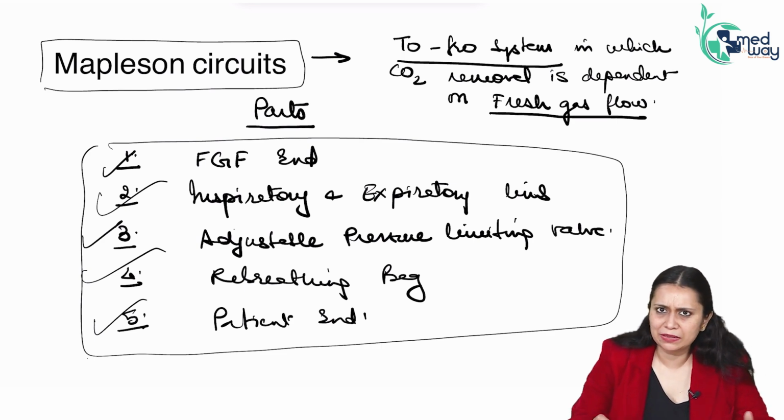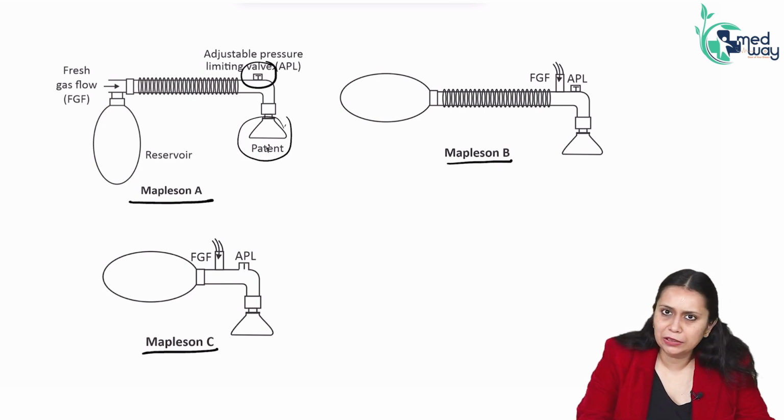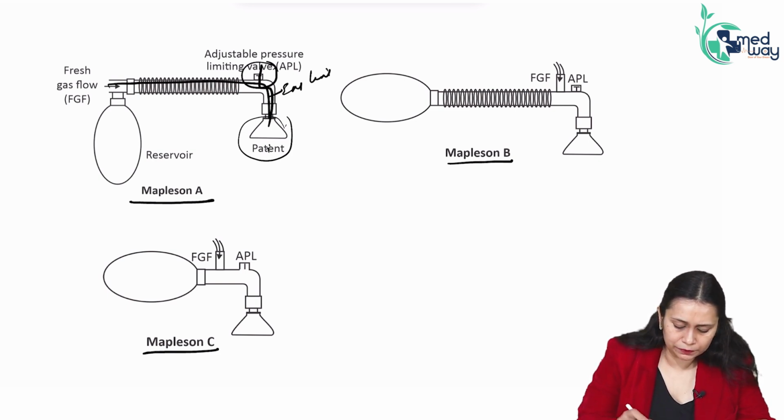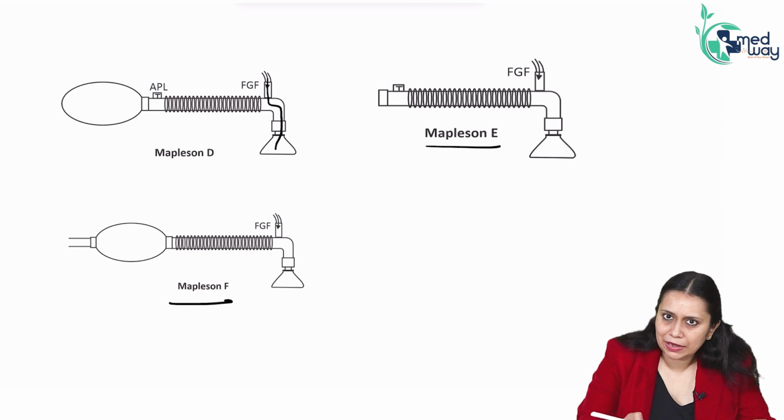So how is Mapleson circuit designed? If you see, this is the patient end, the APL valve is near the patient end, this part of the tubing forms the expiratory limb. The expiratory limb is shorter, the inspiratory limb is longer. If you see Mapleson D, this is the fresh gas inlet near the patient end. So the inspiratory limb is shorter and the expiratory limb is longer. Okay. So Mapleson D, inspiratory limb is shorter, expiratory limb is longer.